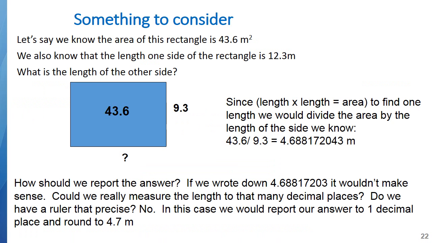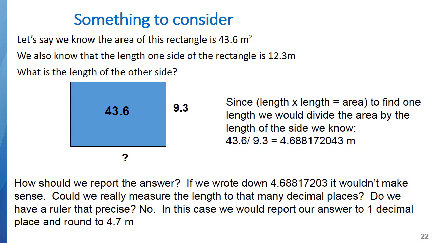Okay. So let's look at this example. We know that to find the area of a square, we multiply the length times the width. So if we know the length of one side and we don't know the width, but we know the area, what would we do? We would divide. So we could find the length of the other side by taking 43.6 and dividing it by 9.3. Well, if you put that in your calculator, here's the answer you get: 4.688172043.